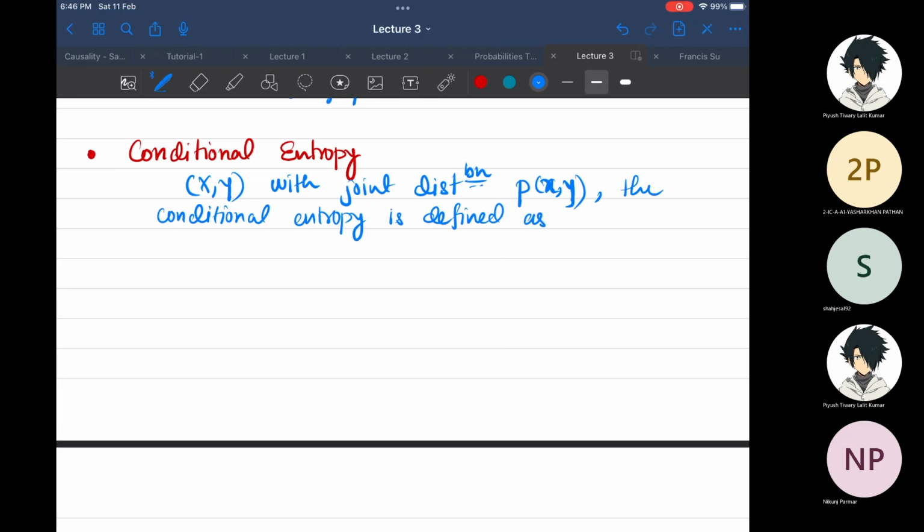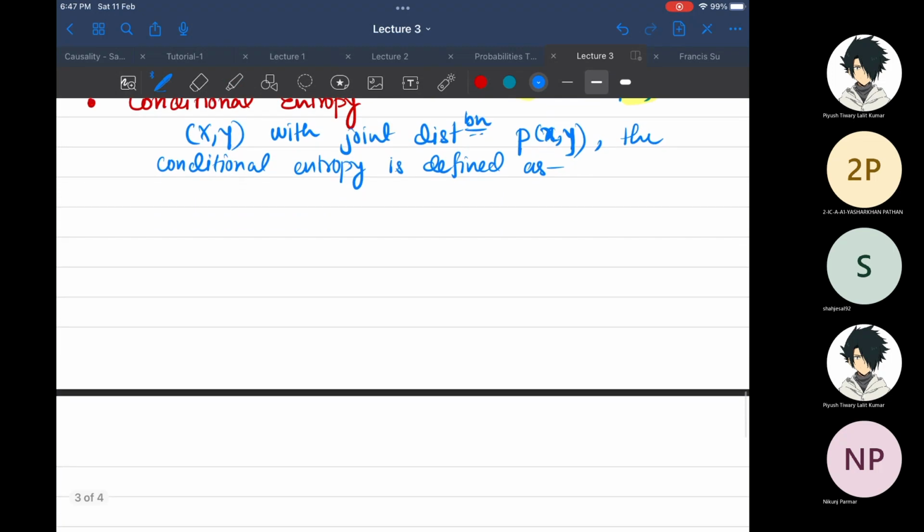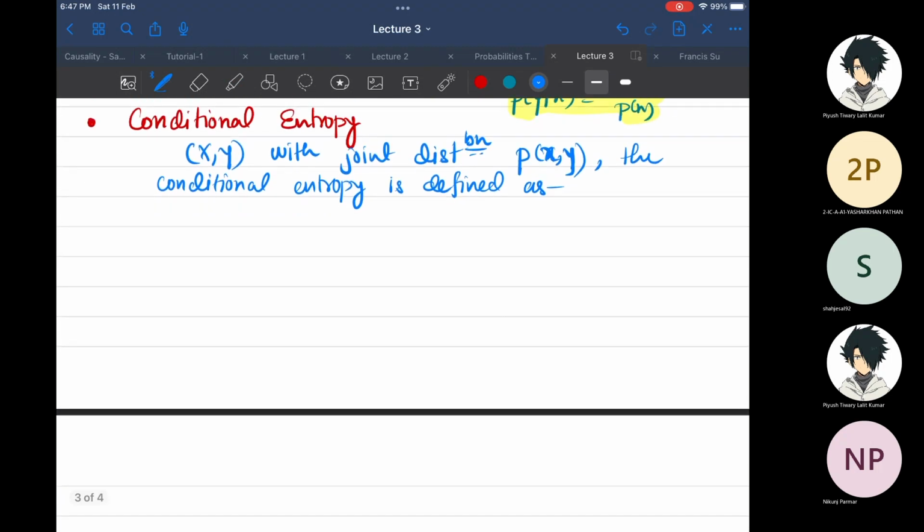I hope you remember something that we saw in probability theory, which was conditional probability, p of y given x. How was it defined? It was defined as p of x comma y upon p of x. This is something that we had seen in probability theory itself. Now, similar to that, we have something called conditional entropy.